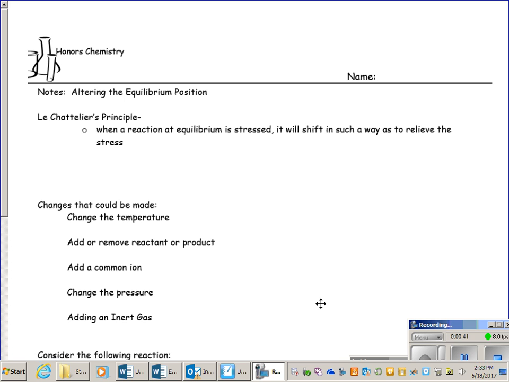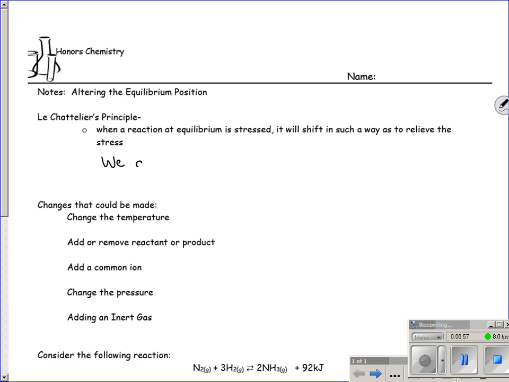So take a minute and write down that definition. And what does that really mean? So really what it's saying is that whatever we do to the equilibrium system, the reaction's going to do the opposite. So I think it's important when you look at these to consider, what did we do? How will the reaction respond? And which way does it have to shift to make that response?